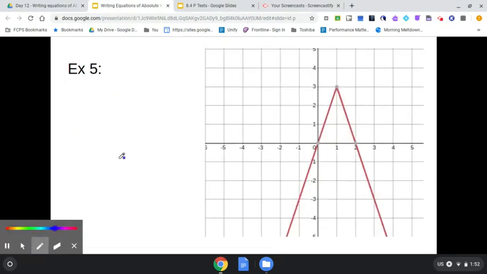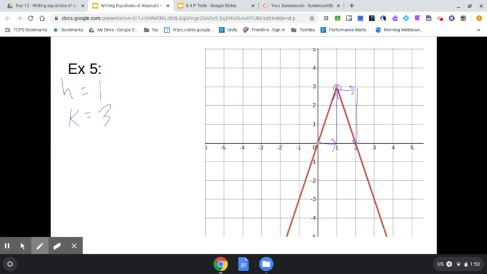All right, example 5. Locating the vertex, we have to move right 1 and up 3 units to get to that new vertex. So moving right 1 gives me an h value of 1. Moving up 3 gives me a k value of 3. If I move right 1, notice I have to move down 1, 2, 3 units in order to get to that point on the graph. So A is going to be -3.